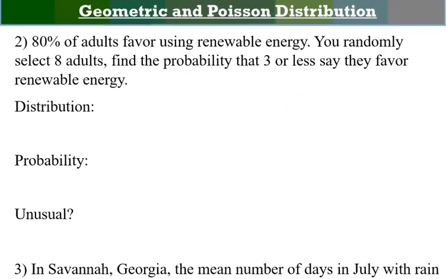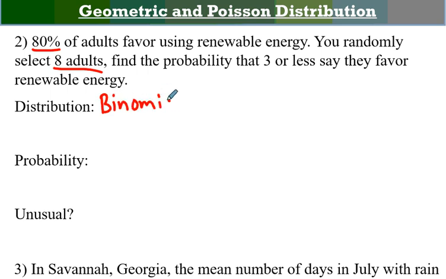Next, example two. 80% of adults favor using renewable energy. You randomly select 8 adults. Find the probability that 3 or less say they favor renewable energy. This is going to be a binomial. We know the probability of success is 80% for anyone. We have a fixed number of trials. So we have 8 adults, and we want to know the likelihood that we get 3 or less that favor renewable energy. Since this is a fixed number of trials, this is going to be a binomial distribution.